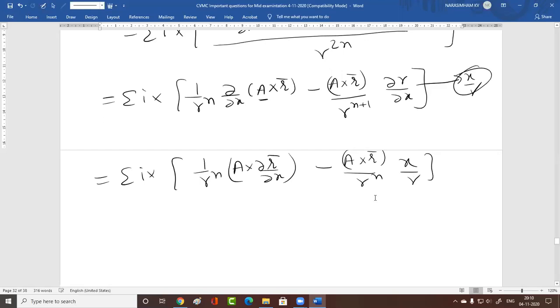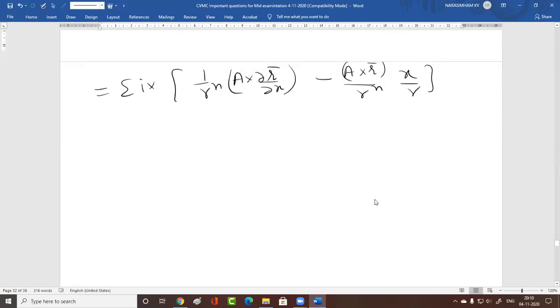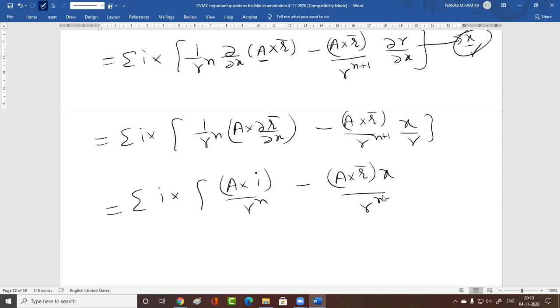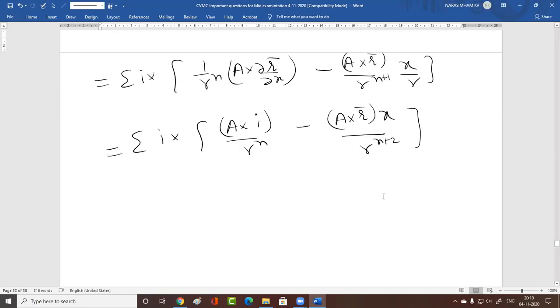Okay. Now simplification. Sigma i cross. So A cross dou R bar by dou x is i by R power n. Here minus A bar cross R bar into x by R power n minus, sorry, here n plus 1, n plus 2. Okay. Now coming to the solution.